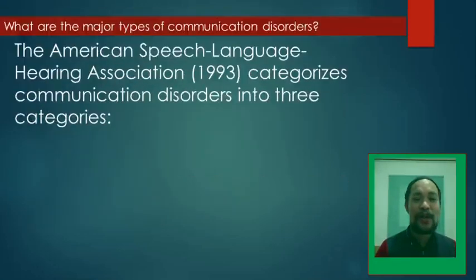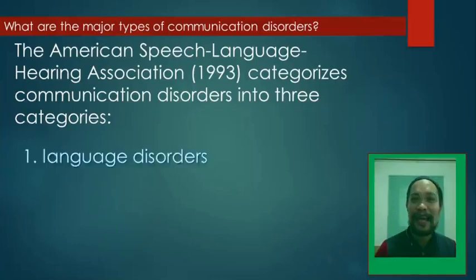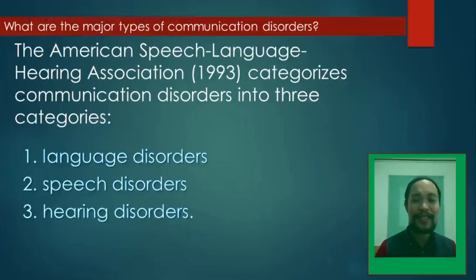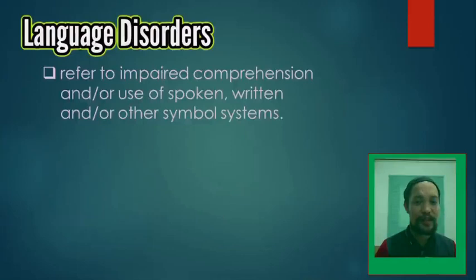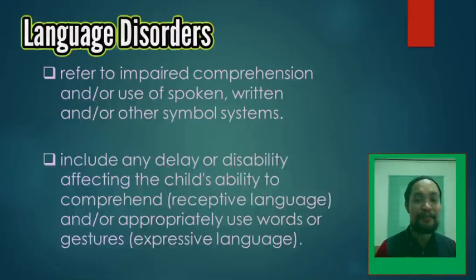The American Speech-Language-Hearing Association in 1993 categorizes communication disorders into three. First, language disorders. Second, speech disorders. Third, hearing disorders. What are language disorders? These refer to impaired comprehension and/or use of spoken, written, and/or other symbol systems. These include any delay or disability affecting the child's ability to comprehend, or receptive language, and/or appropriately use words or gestures, or expressive language.